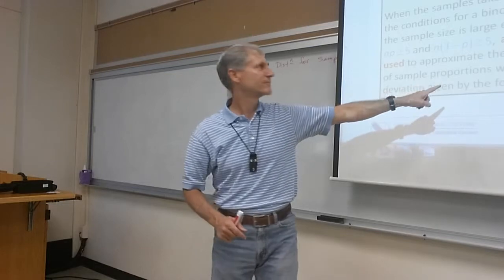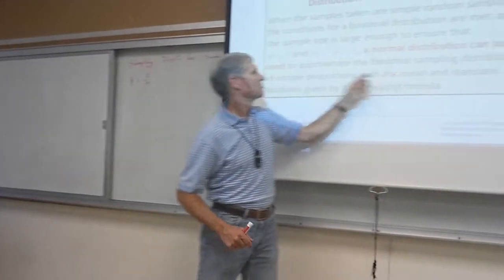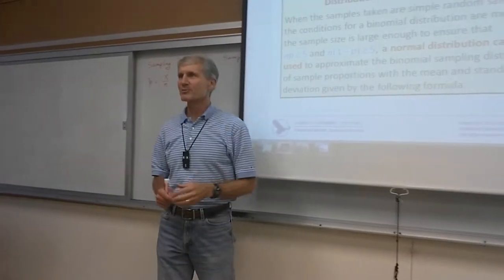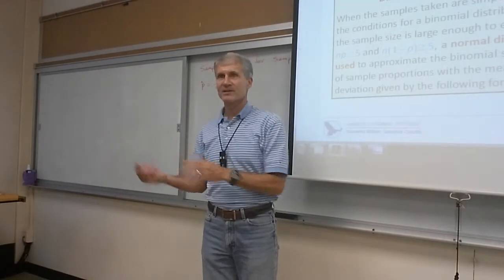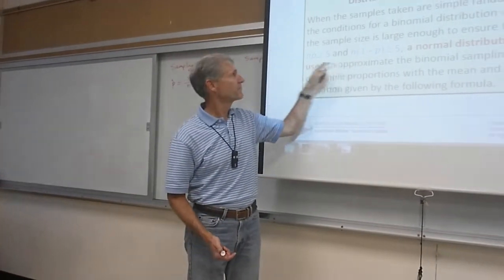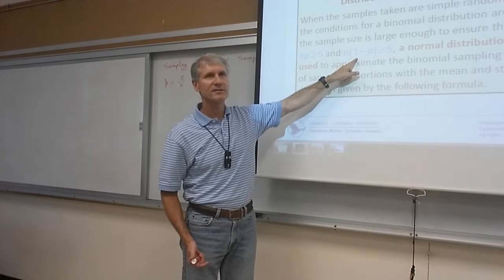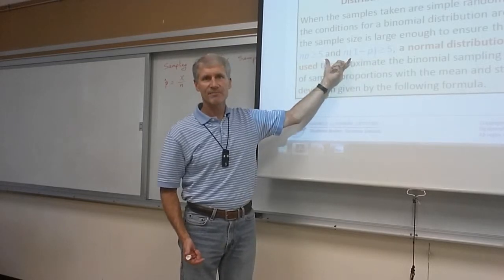Bell-shaped, normal, right? Normal distribution. But now we have this if part. Remember, all theorems are if this is true, then. So here's the if part: if the sample is big enough that this is met.